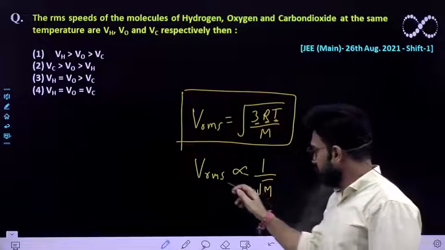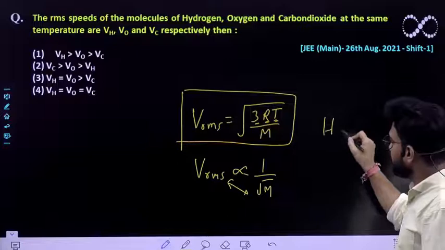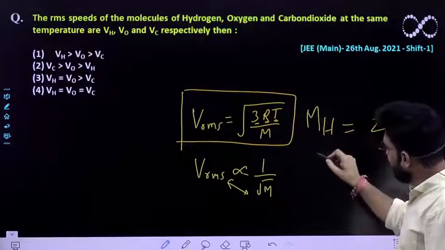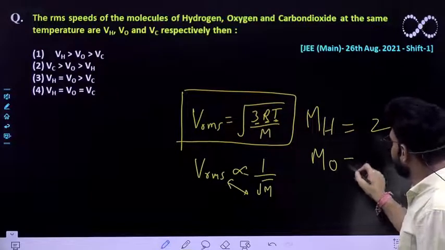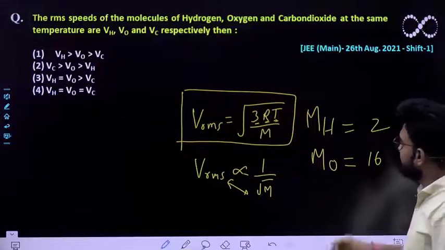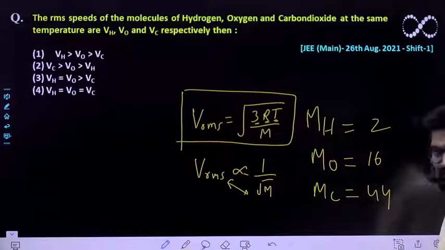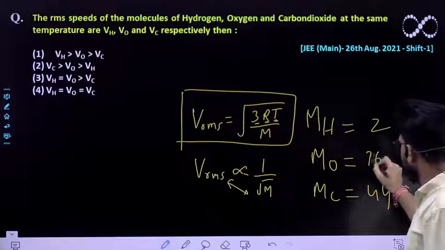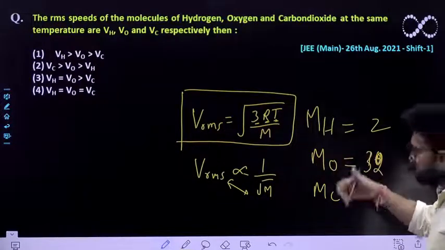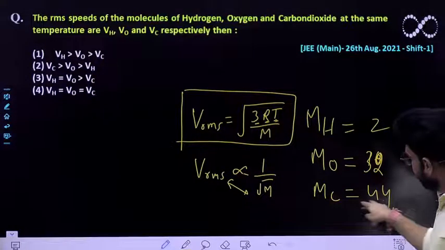So if it is inversely proportional, let's talk about the molar mass. Hydrogen molecule has a molar mass of 2, and oxygen has a molar mass of 16. Okay, and CO2, carbon dioxide, has a molar mass of 44. Okay, so 16, 32. So this expression is 32 only, because you have to take it as a molecule. So this is 32 and this is 2 and this is 44. So the molar mass of carbon dioxide is 44.